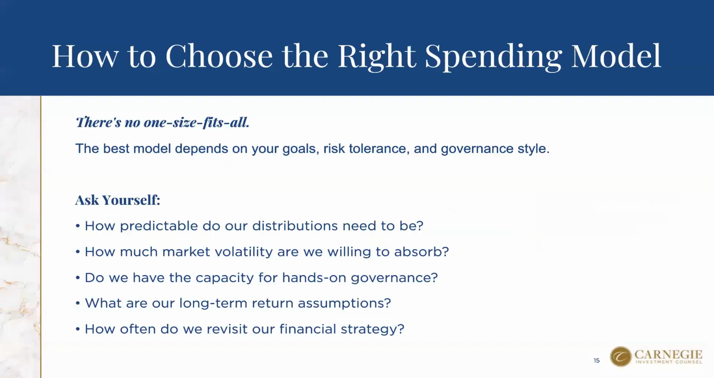The truth is, there is no one size fits all here, and your model needs to match your specific goals for this account, as well as your organization's tolerance for risk and your governance style. So ask yourself, how predictable do distributions need to be? How much market volatility are we willing to absorb? Do we have the capacity for hands-on governance? What are our long-term return assumptions? And how often are we even going to revisit our financial strategy?